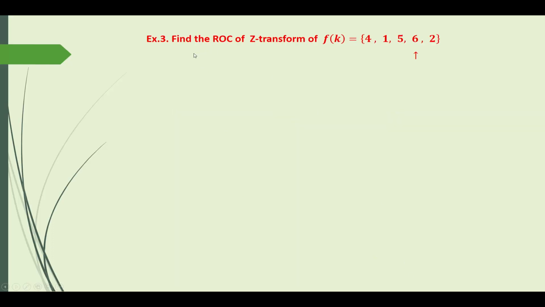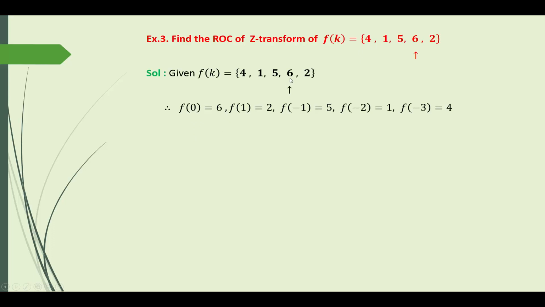Next, example number 3. Find region of convergence of Z transform of f of k equal to the sequence 4, 1, 5, 6, 2. The arrow here means this is the value of the function when k equal to 0. So f of 0 is 6, f of 1 is 2, f of minus 1 is 5, f of minus 2 is 1, and f of minus 3 is 4.